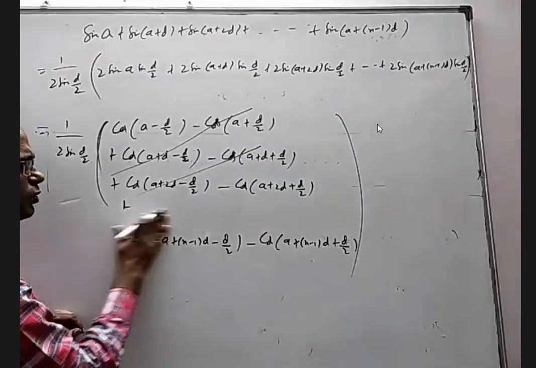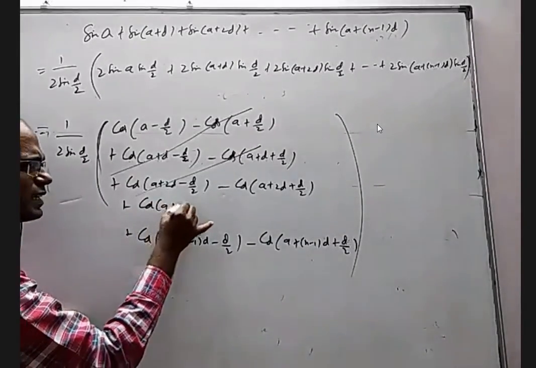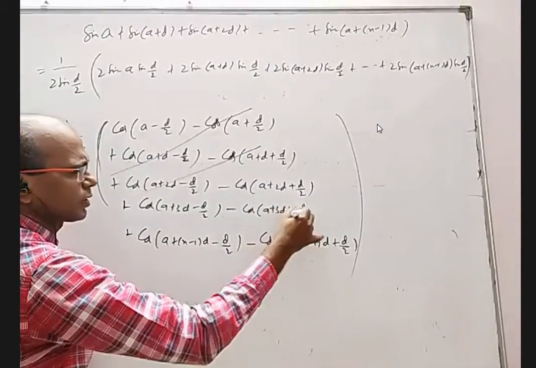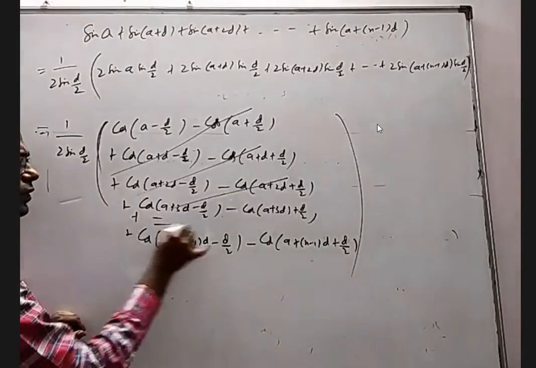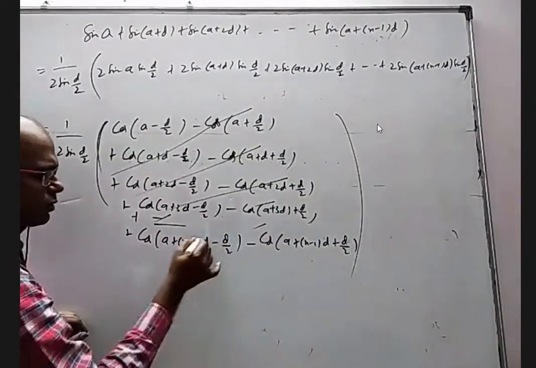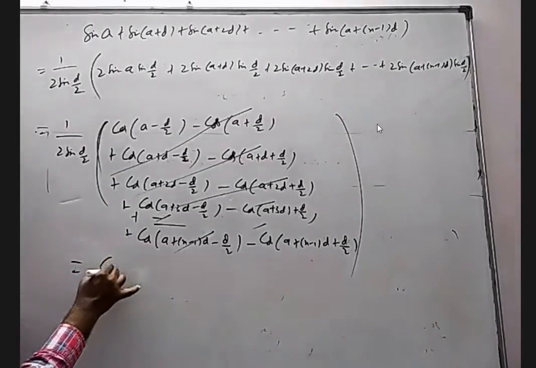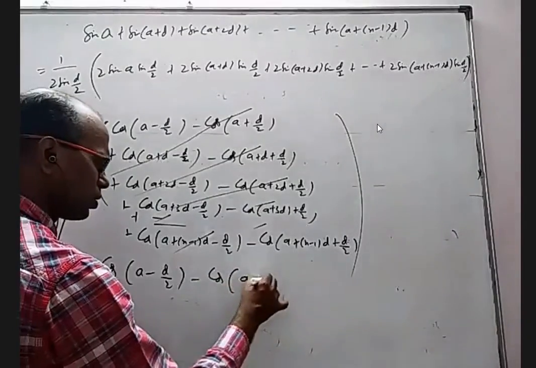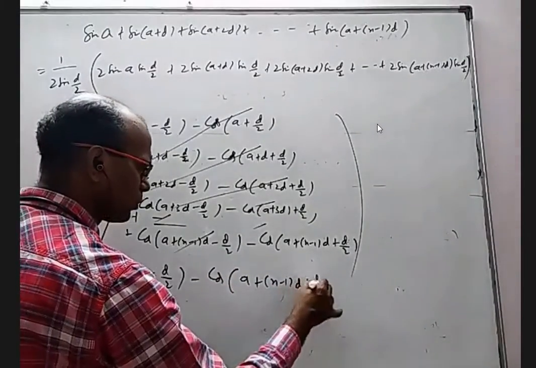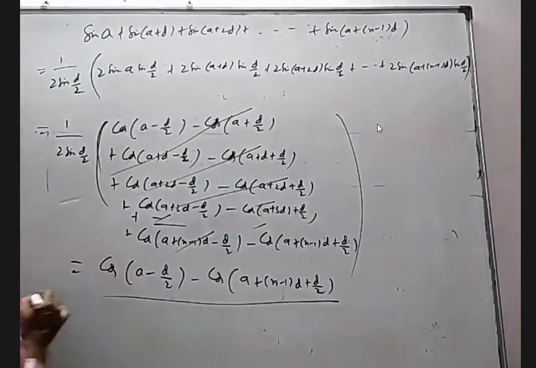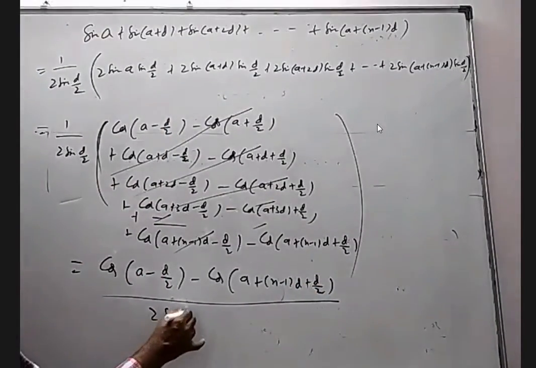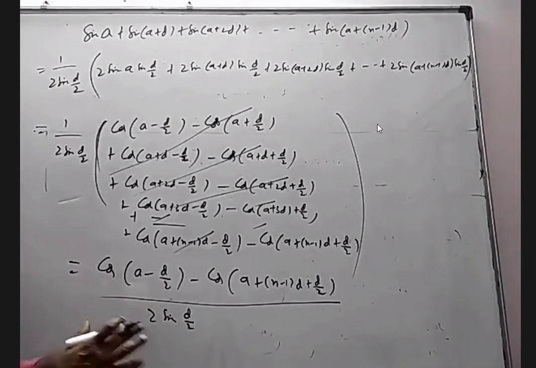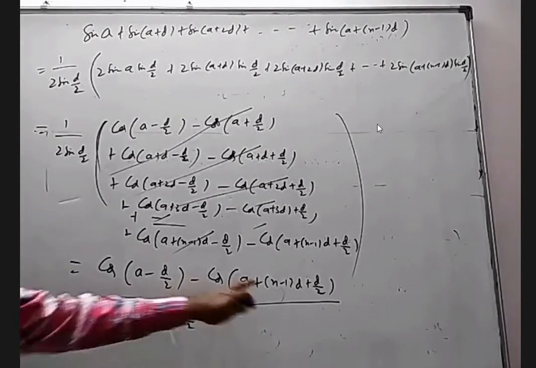If I would have written the next one, I would have got cos(A + 3D - D/2) minus cos(A + 3D + D/2). This will cancel. If I write some more, this will cancel with this one and this will cancel with this one. So we are left with cos(A - D/2) minus cos(A + (n-1)D + D/2), divided by 2 sin D by 2. This is a formula, you can leave it like that or apply the cos C minus cos D formula again.